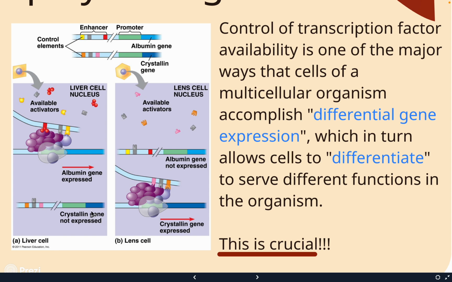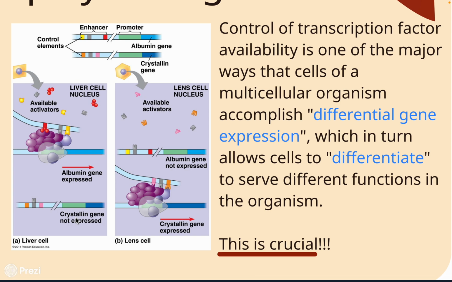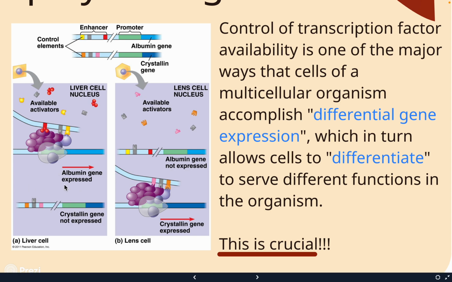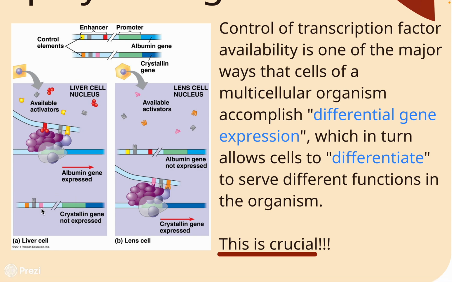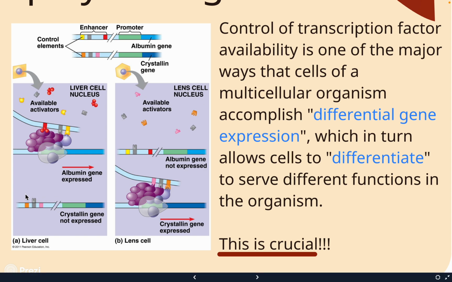This gene is also present in the cell, the crystalline gene, because all your DNA, every gene you have, is in every single one of your cells. But there are no activators present, so they are not going to be able to turn this gene on. So either this gene is not able to be reached because of it being methylated, and so it's tightly packed, or just the correct activators won't be present in the cell ever, so this gene won't get turned on.